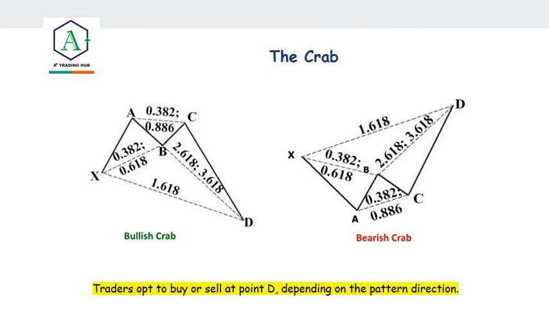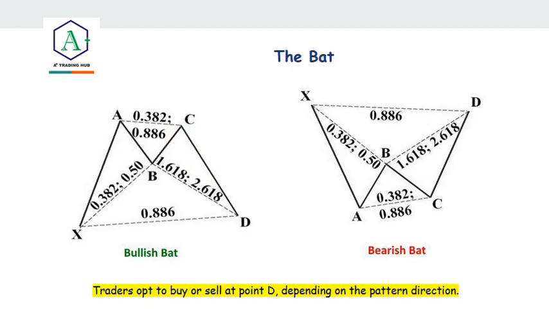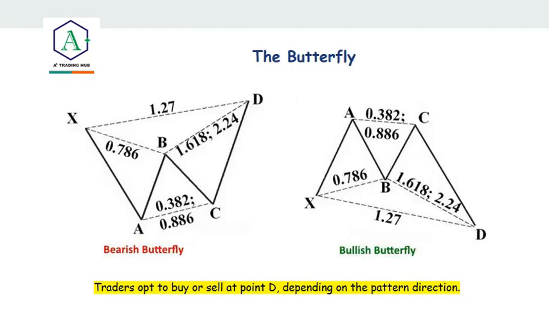The crab's retracement is always a bit deep. For example, the XA leg, which is the impulse, is not big, but the price correction is deep. The A, B, C correction goes deeper. It goes beyond the X point. If you check the other harmonic patterns, you notice that the price pullback does not go below the X point. The butterfly goes below the X point slightly.